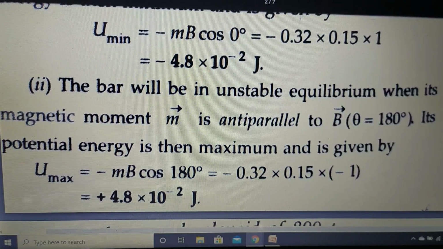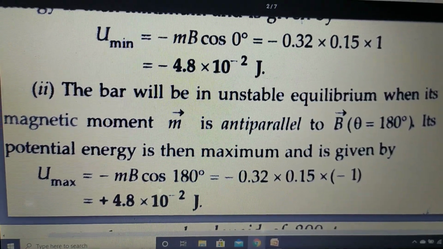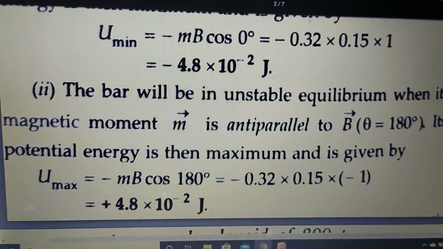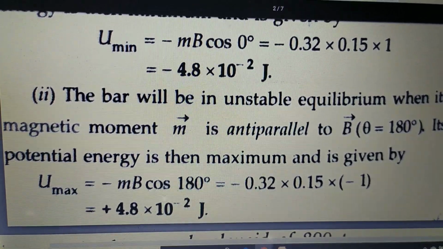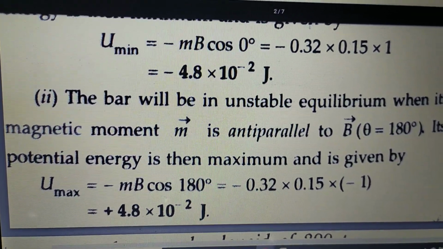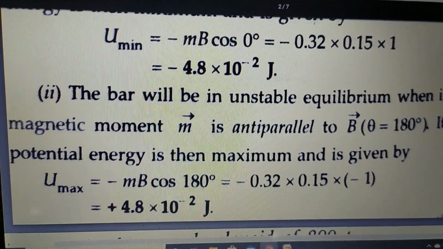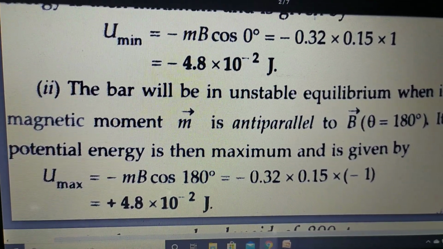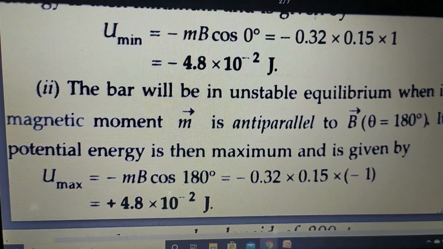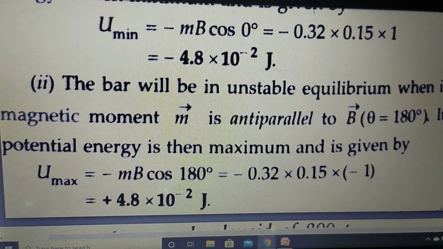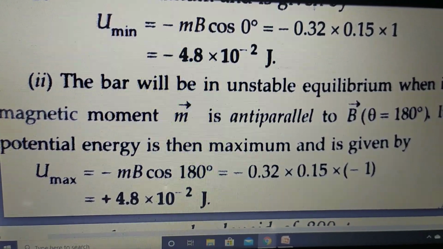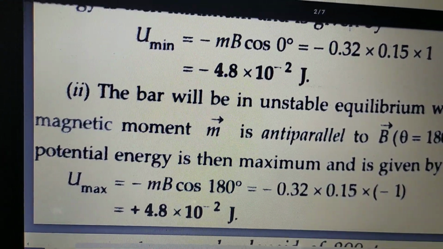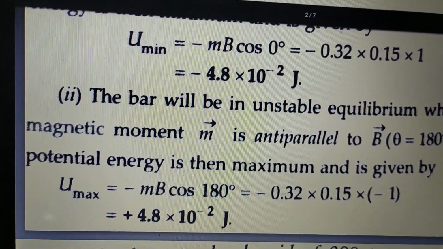Now what next do we have to find out? We have to find the orientation, or theta, when this magnet is placed anti-parallel to the direction of the magnetic field, and also the corresponding potential energy. We are already aware of the formula for potential energy, minus mB cos theta. The angle between the bar magnet and the magnetic field will be 180 degrees. Why? Because the magnetic moment and the magnetic field are placed anti-parallel to each other.